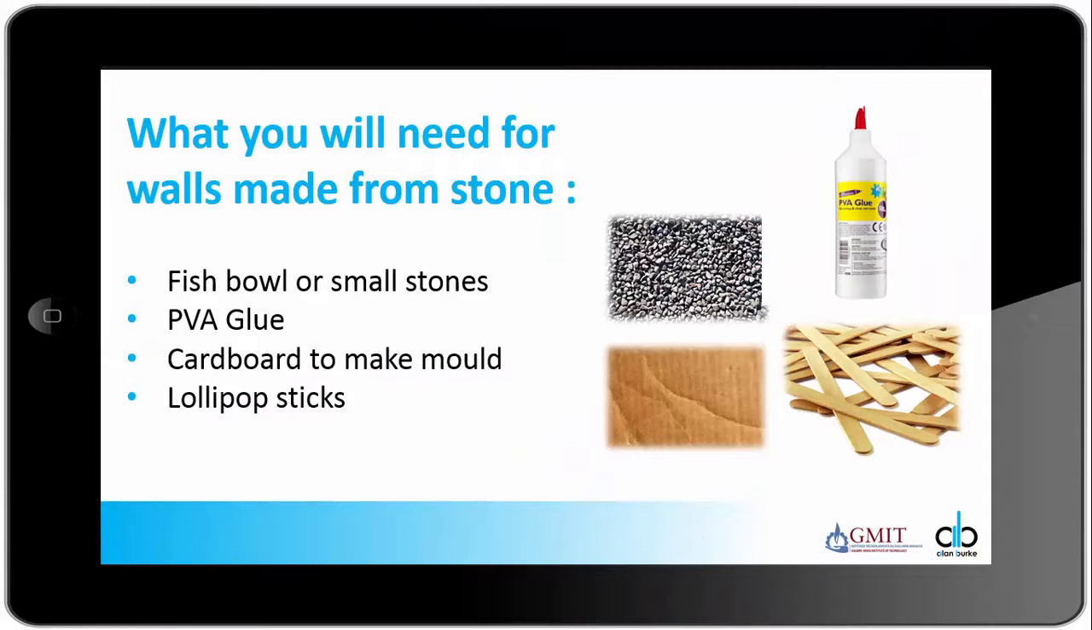To make a model stone wall from actual stones, we use small scale stones. The stones that I usually use are fishbowl stones, but you can get some small scale stones as well, which you might find around in the yard or in your driveway at home. You would also need some PVA glue to help stick the stones together, some cardboard to make a mould or form for the stonework, and also some lollipop sticks. I'll now show you the technique of how we actually produce a small scale stone wall.